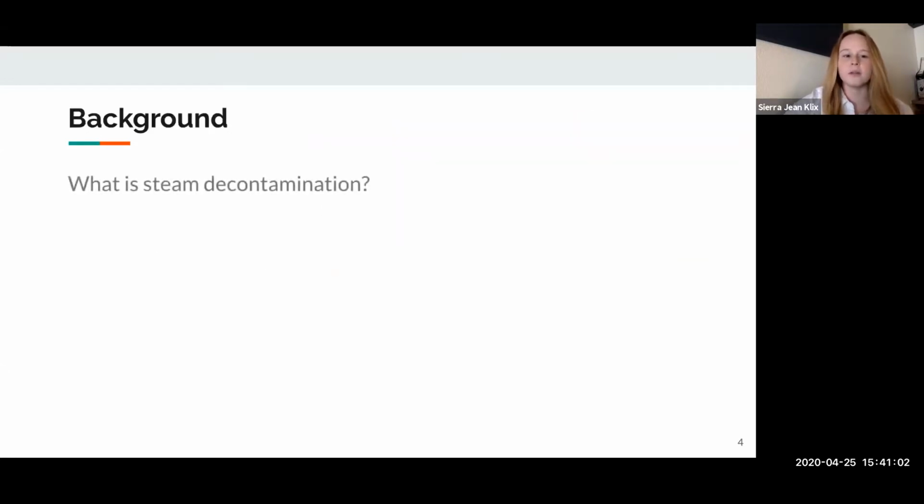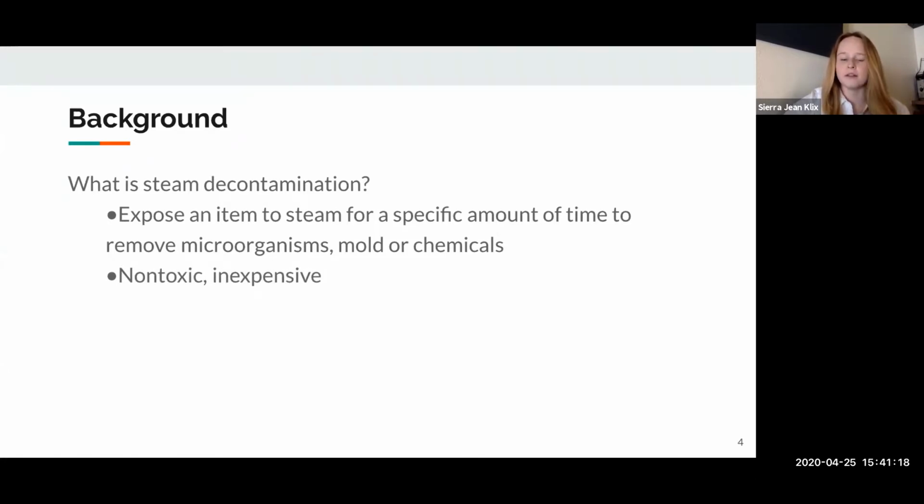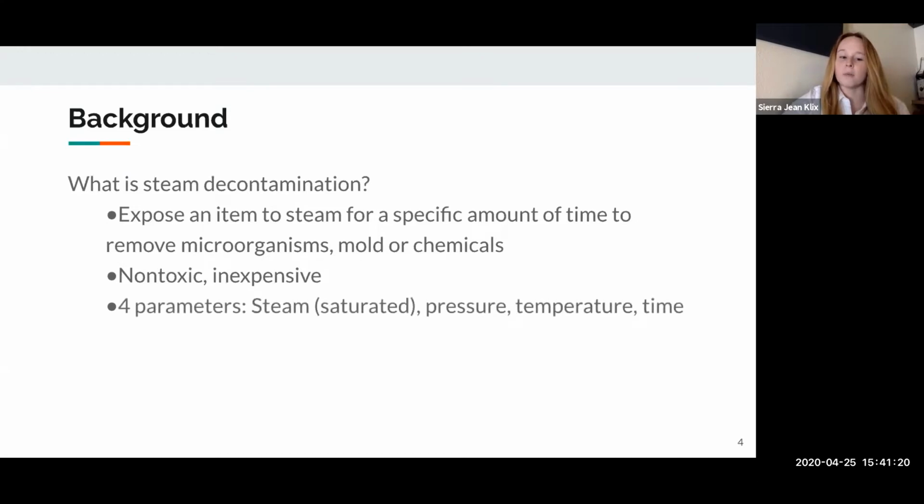So first, a little bit of background. What is steam decontamination? Basically, it's where you expose an item to steam for a specific amount of time to remove microorganisms, mold, or chemicals. And we want to do steam decontamination because it's non-toxic, it's inexpensive. There are 4 parameters that need to be taken into account, which are steam, which is going to be saturated, pressure, temperature, and time.